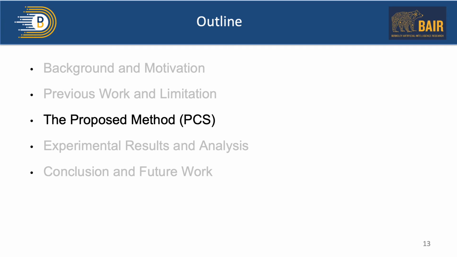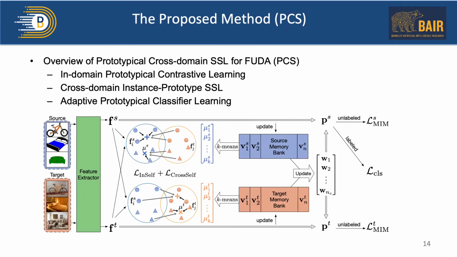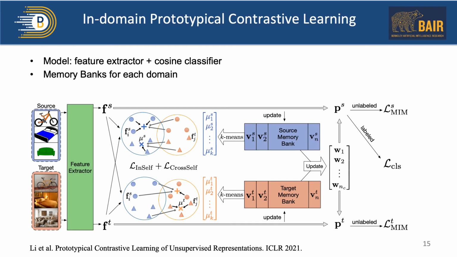Now let me introduce the proposed method, PCS. The proposed PCS framework for FUDA contains three parts: in-domain prototypical contrastive learning, cross-domain instance prototype SSL, and adaptive prototypical classifier learning. Now let me introduce the in-domain prototypical contrastive learning. First, for the model architecture, it contains a feature extractor and a cosine classifier. During training, we maintain two memory banks, one for source and one for target. Each entry in the memory bank stores the representation of a sample. After that, k-means is performed and we can get the cluster centers.